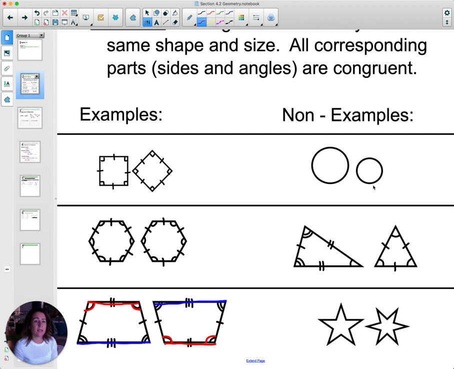In these non-examples, we see that this circle is smaller, so those aren't congruent. Okay, different markings on these triangles, and you can see that this one is longer. A 5-pointed star versus a 6-pointed star, definitely not congruent.